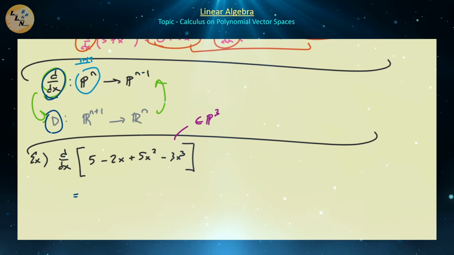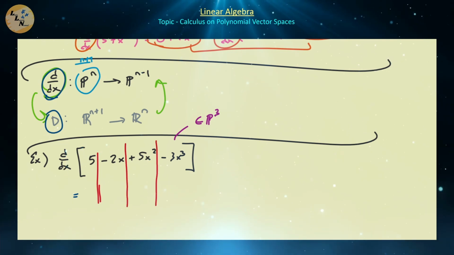I'm just going to line up my constants here, my linear term, my quadratic term, and my cubic term, and I'm going to keep those things there. So 5 is just going to go away, right? And the derivative of minus 2x is going to be mapped to the constant minus 2. So that comes over here.